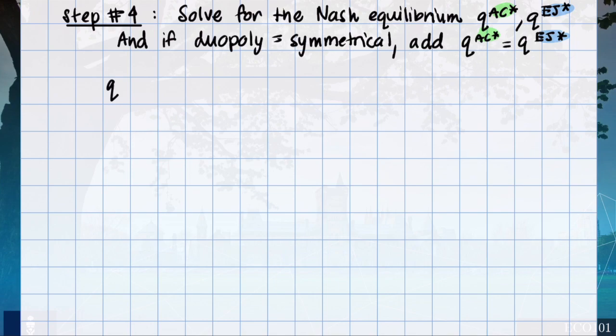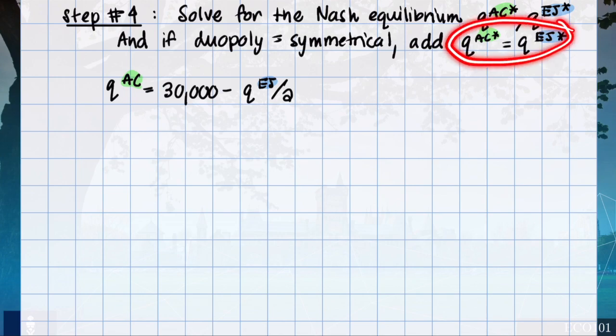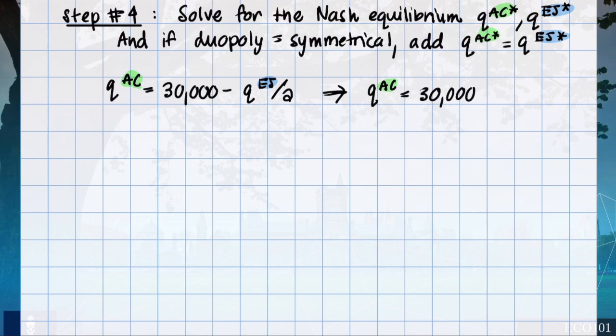I can just take any of those two best response functions. Let me take the one for Aero Canada, which is (30,000 minus the quantity that EastJet produces) divided by 2. And now knowing that both quantities are equal at the equilibrium, I can just replace the quantity for EastJet by the quantity for Aero Canada. So this is going to give me just one equation with one variable. The quantity that Aero Canada produces is equal to (30,000 minus the quantity that EastJet produces, which is the same one as Aero Canada produces) divided by 2.